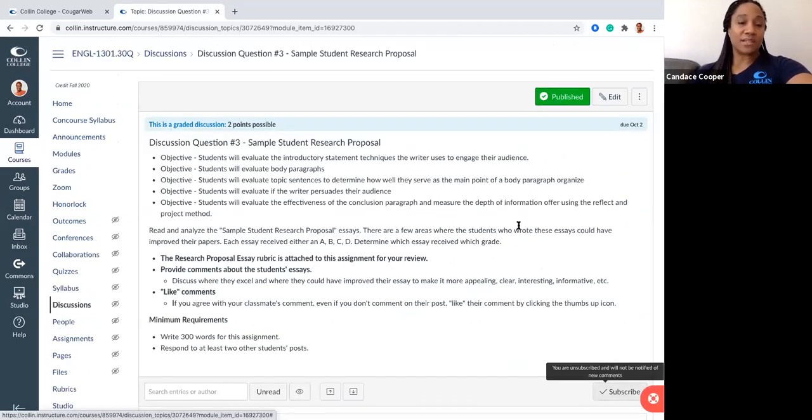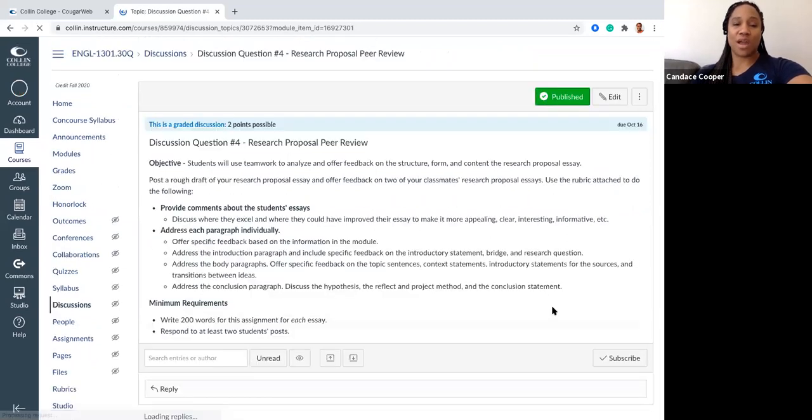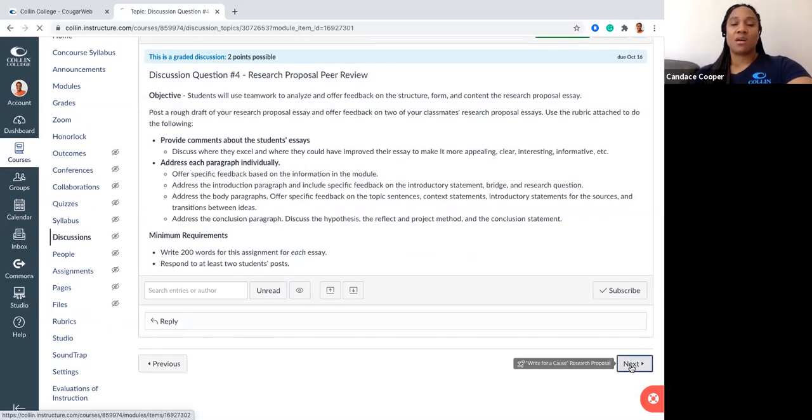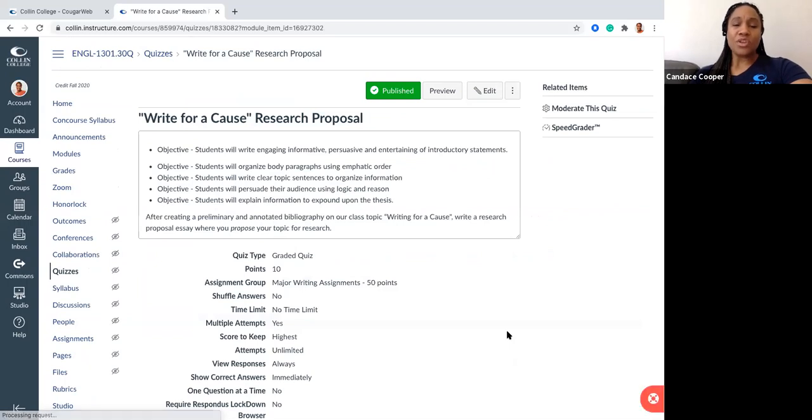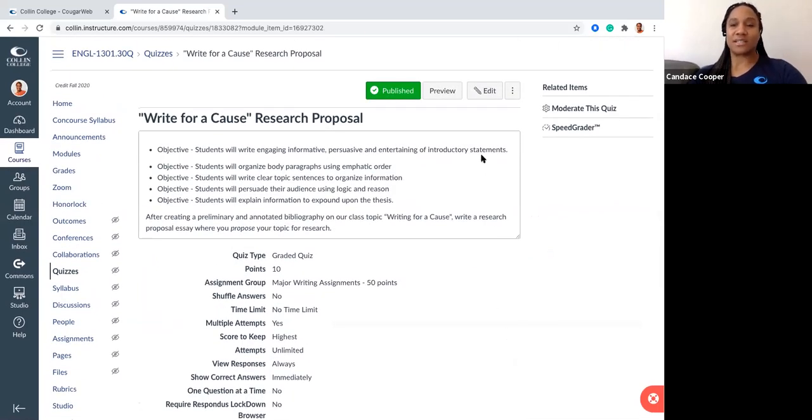You will have a discussion question on this assignment where you look at the sample research proposal essays, and you will then write your own research proposal essay for this assignment, and you will have a peer review for the research proposal. So you'll look at the samples, review those, and then you'll have a peer review for your second assignment for this, all right? And then you will submit your research proposal essay to me, all right? And that's essentially the gist of this assignment.